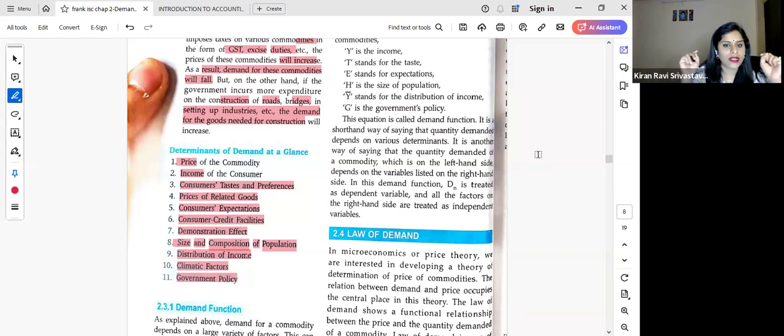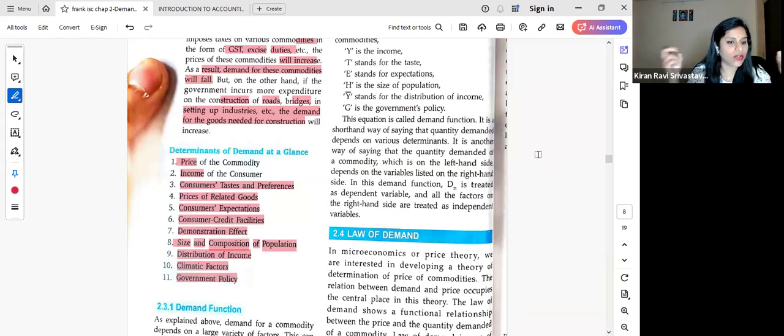Okay. Then we have consumers' expectations about the future prices. If the consumer is expecting that in future the price is going to rise, then the consumers will start buying it more now. If the consumer is expecting that in future the price will fall, then the consumers will postpone the purchase to future. So the current demand will fall. Credit facilities. If the consumers are getting credit facilities, then the demand will increase because with less money they can buy more. If they are not able to get the credit facilities, then the demand will be less because the purchasing power will become less.